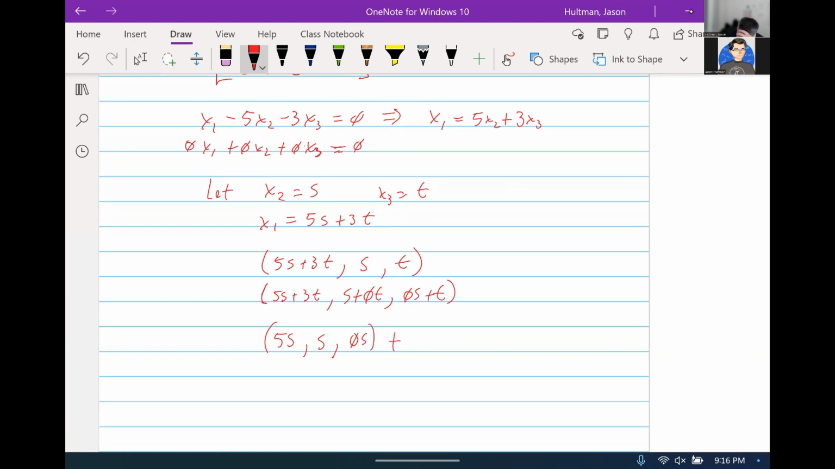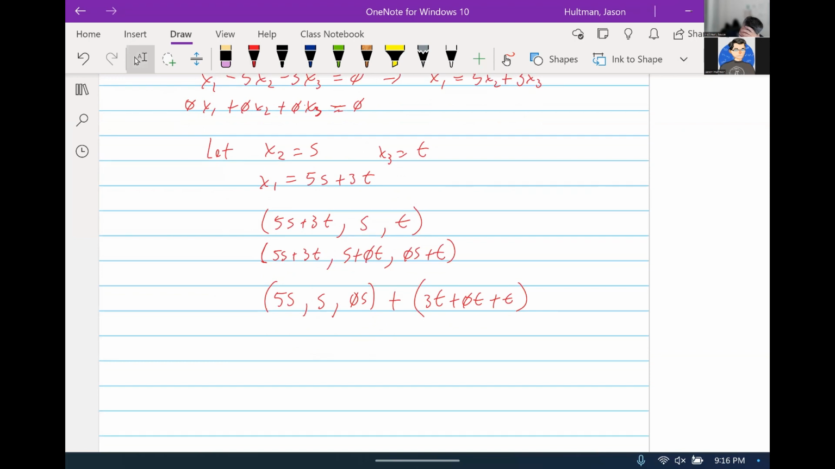Plus, this one's only going to involve t. This is 3t, 0t, t. What I'm going to do is I'm going to factor out the s and the t. And so I get s times 5, 1, 0 plus t times 3, 0, and 1. Oh, these should not be pluses, I'm sorry.